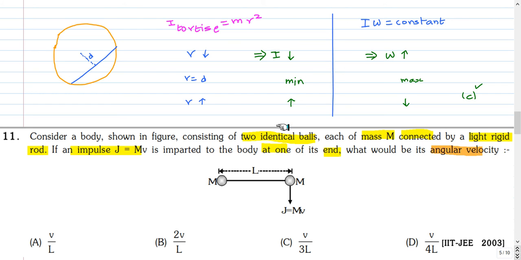This is the next question. Consider a body shown in figure consisting of two identical balls, each of mass m, connected by a light rigid rod. If an impulse J equal to mv is imparted to the body at one end, what would be the angular velocity? You can pause and attempt this question.